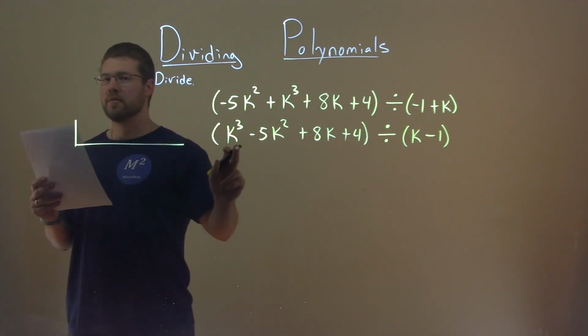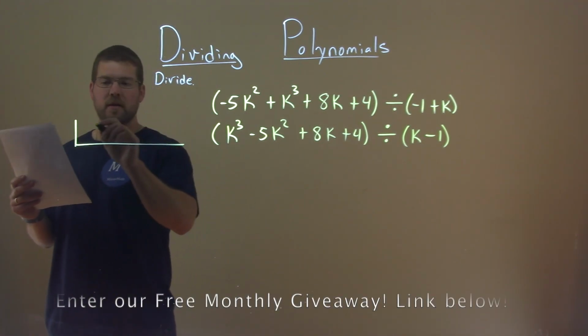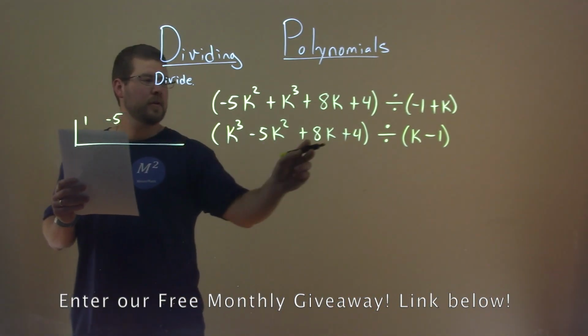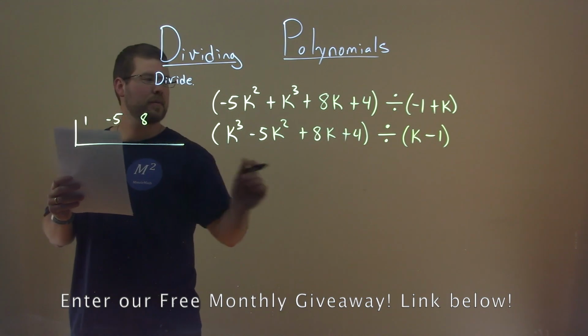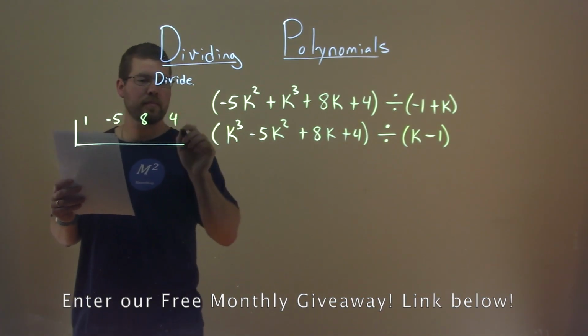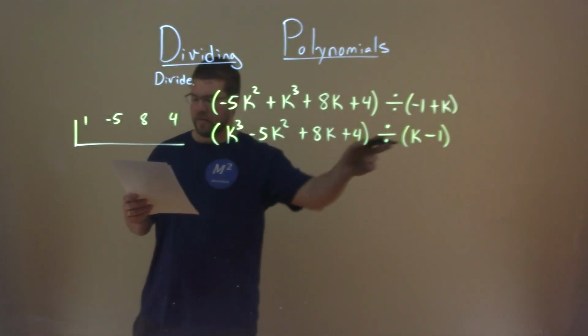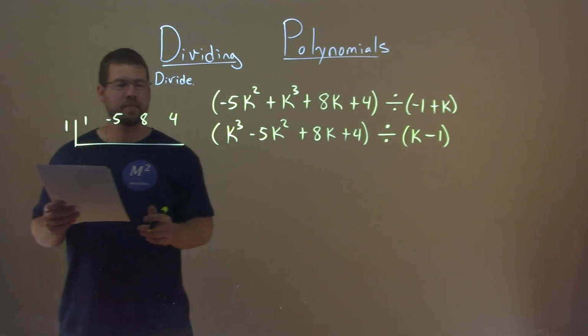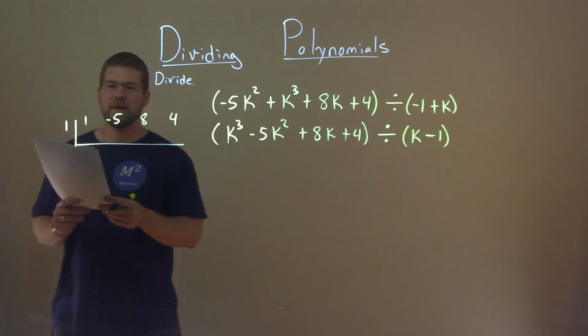Look at the coefficients in front of the first part. In front of the k to the third power is a 1. In front of the k squared is a negative 5. In front of the k is an 8. And then we have a 4. Lastly, we have a k minus 1. Opposite of minus 1 is a positive 1. Okay. Now we can divide synthetically.